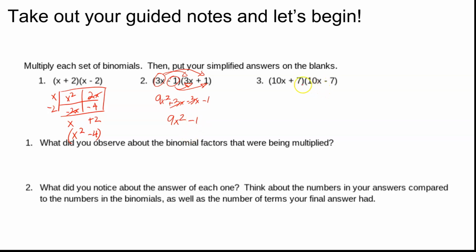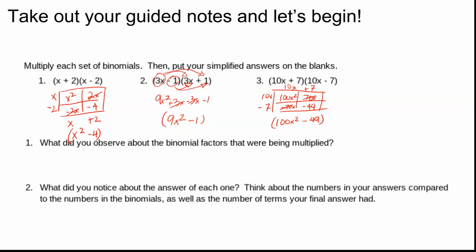So on our third one, we have 10x plus 7 times 10x minus 7. I'm going to do another box, just find it more enjoyable. 10x plus 7, 10x minus 7. 10x times 10x is 100x squared. This is 70x. 10x times a negative 7 is negative 70x. And 7 times negative 7 is negative 49. These two numbers are opposites. They will cancel. So I am left with 100x squared minus 49.